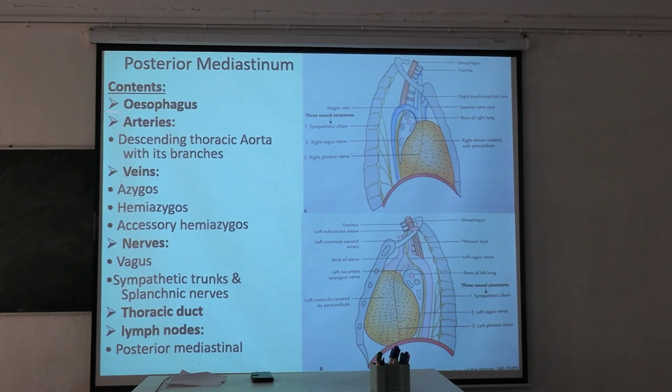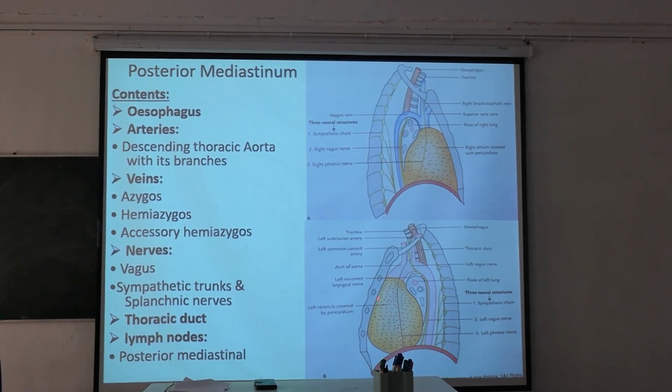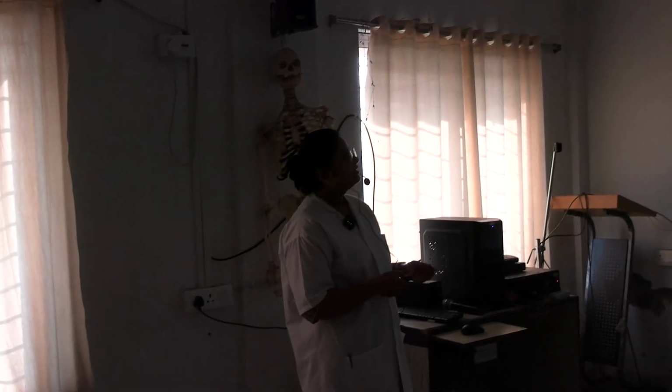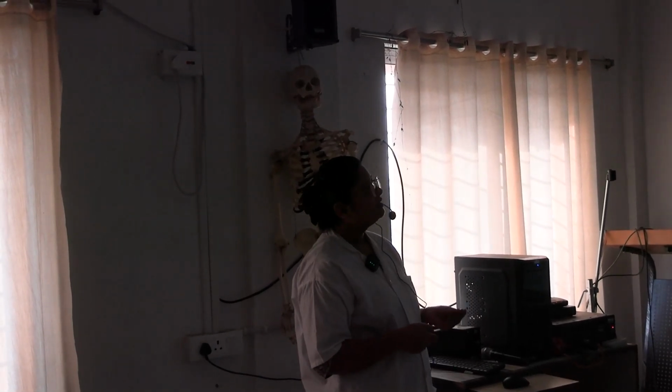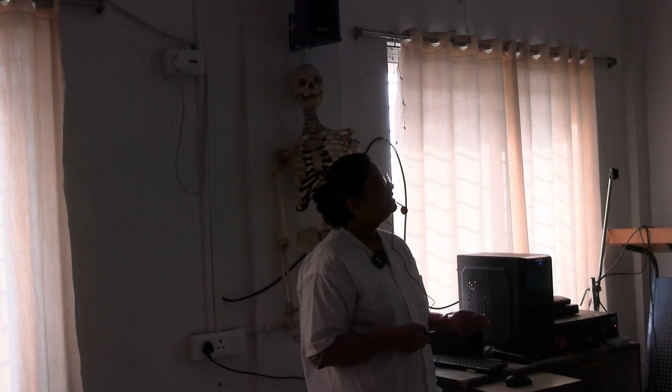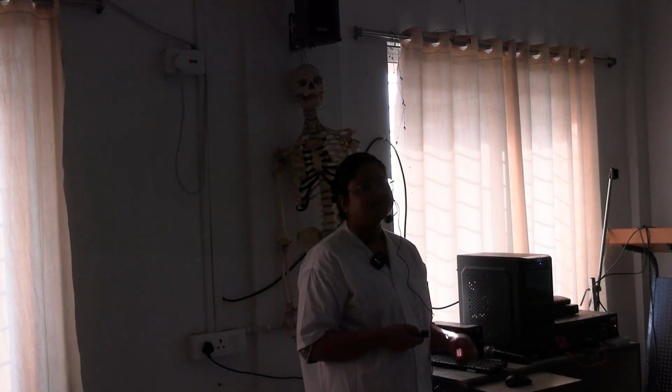Okay, so contents are the esophagus. Arteries are descending thoracic aorta. See, arch of aorta is downward from the level of T4 as the descending thoracic aorta and along with its branches. The posterior intercostal arteries are branched from this descending thoracic aorta.